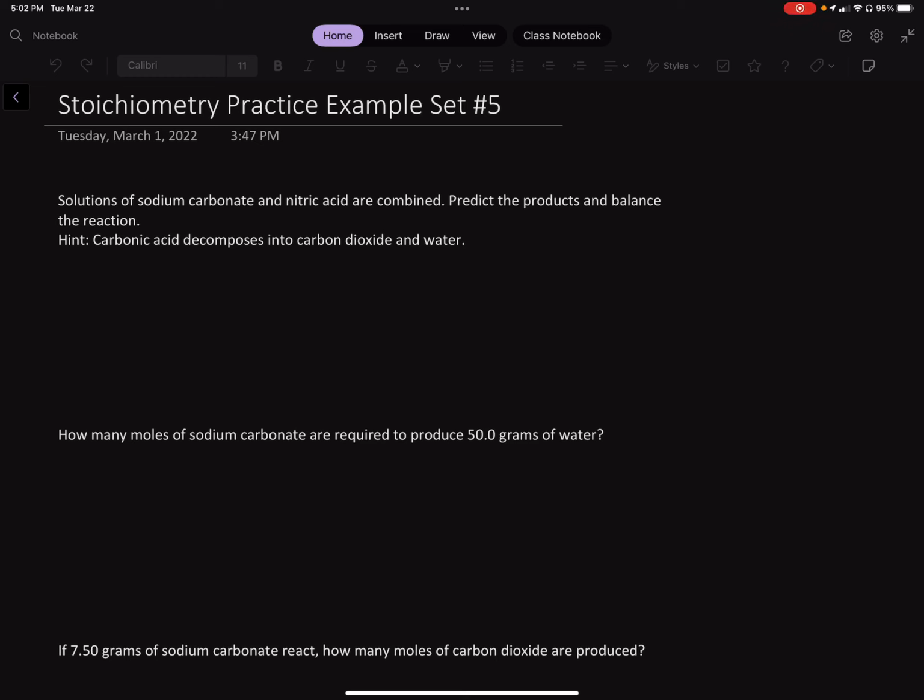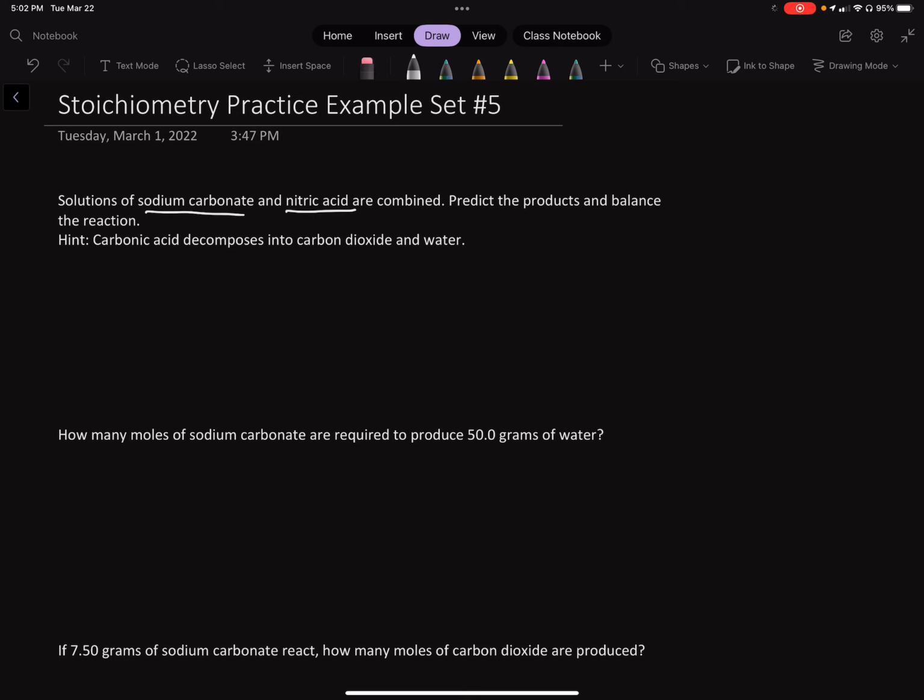In this video, we are going to do some more stoichiometry practice, writing a chemical equation, practicing the conversions, and that sort of thing. So first off, it says solutions of sodium carbonate and nitric acid are combined, and we need to predict the products and also balance the reaction, and they give us a little hint.